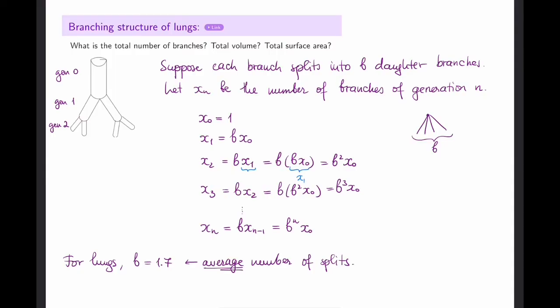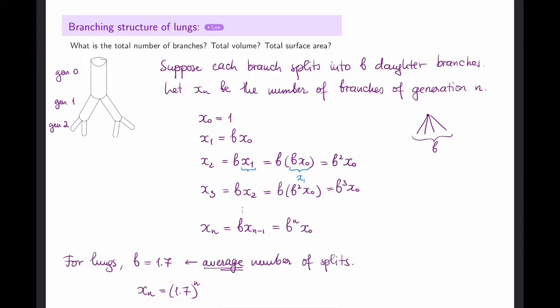Then what we have in terms of the rule linking the original number of branches, which in our case for lungs is 1, and the number in the nth generation, x sub n, is going to be b, which is 1.7, to the power n times x naught, which is just 1. Therefore, our formula for the nth generation for lungs is really quite simple.